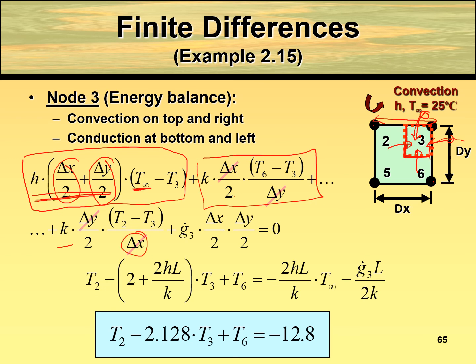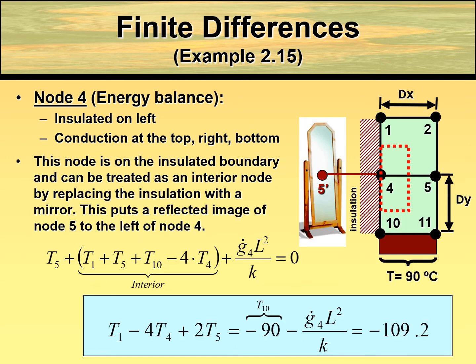And remember, we have heat generation. Heat generation, you must multiply with volume. So volume here means this length, delta y over 2, times delta x over 2, times this length, which is B equals to 1. And that will give you this, equals to 0. Substitute all the values, you should be able to get this. So that is node 3.